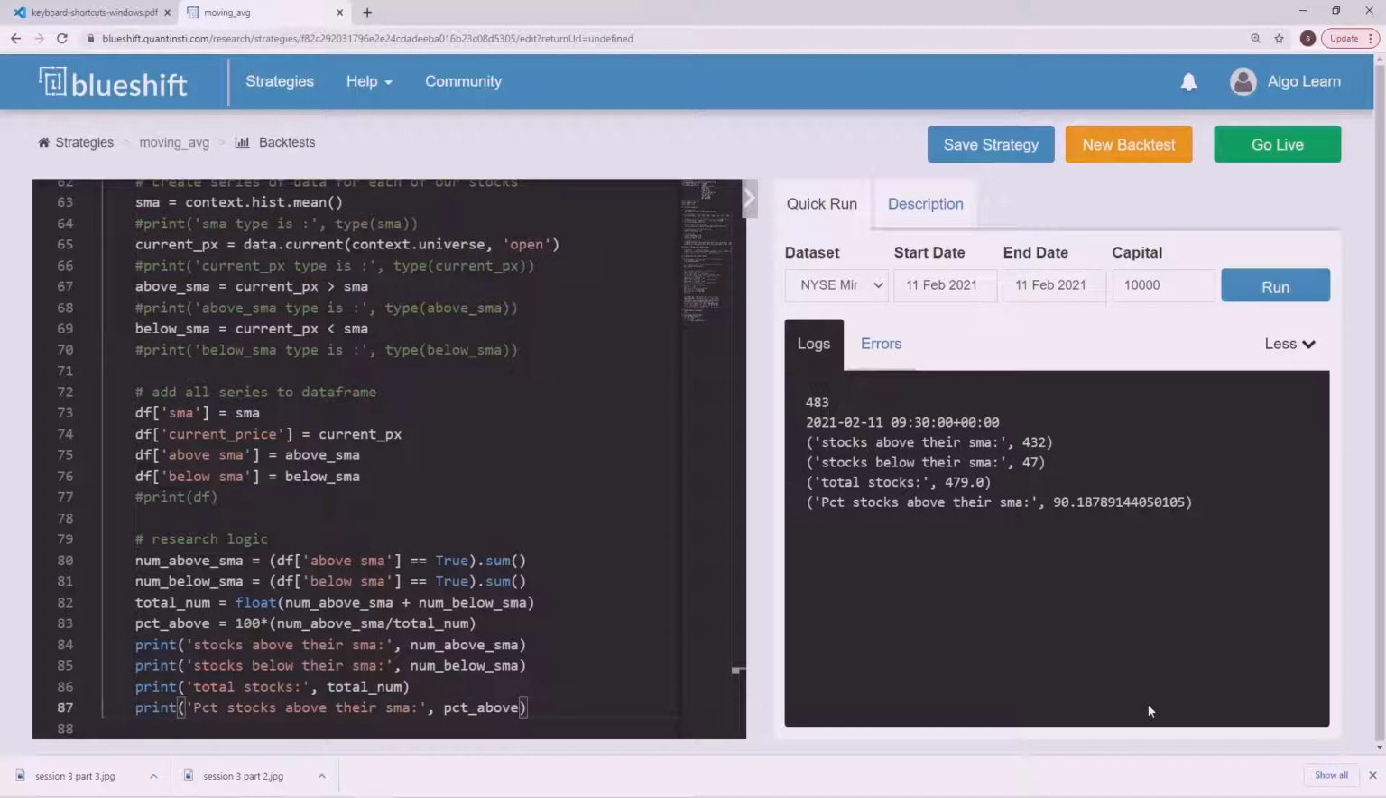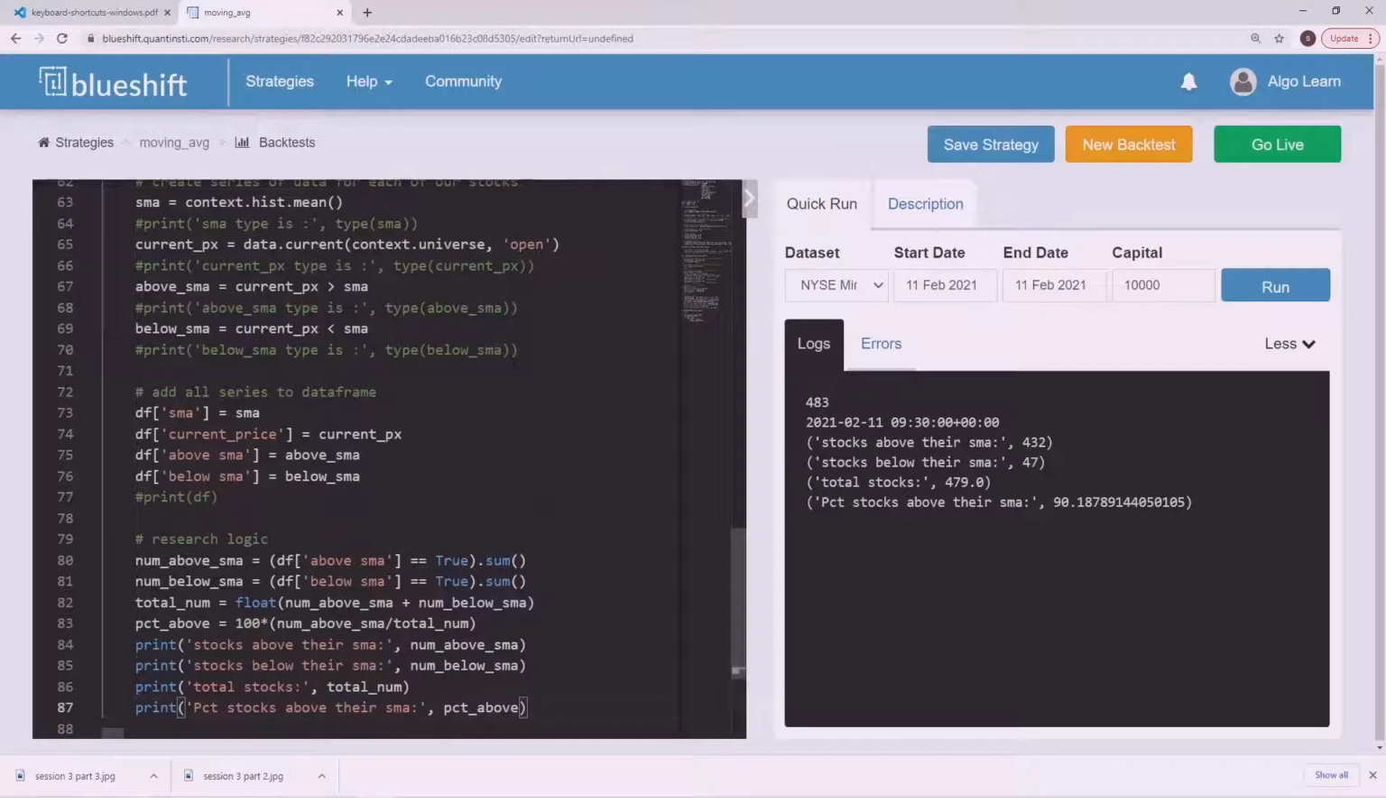In this case, 432 stocks had true in the above SMA column, and then we had 47 stocks that had true in the below SMA column. Total stocks, 479. So there's 4 stocks that we're missing data on, that maybe weren't in the data frame at that point. Percentage of stocks above their SMA is just over 90%. So over 90% of the stocks that we're looking at are actually above their 200 moving day average.